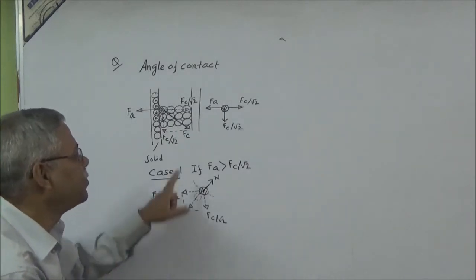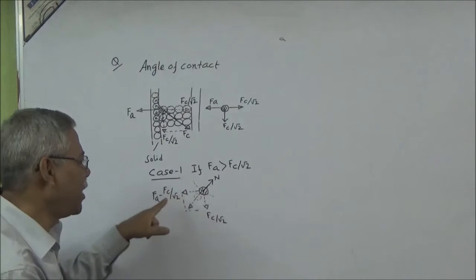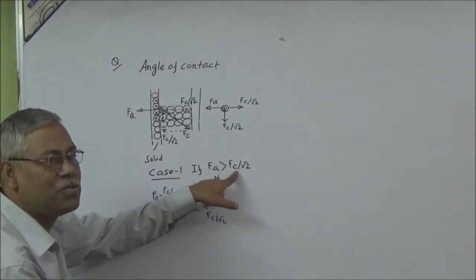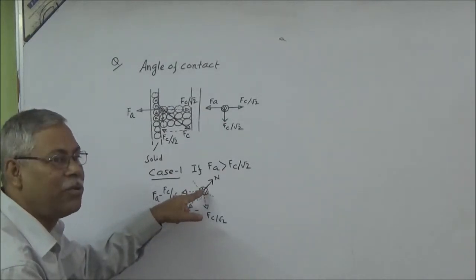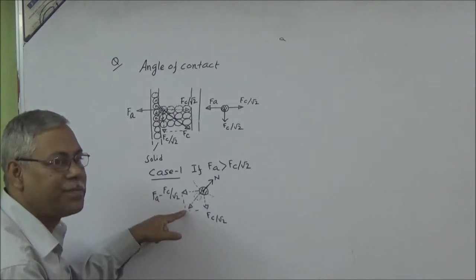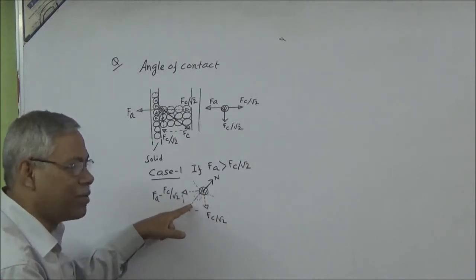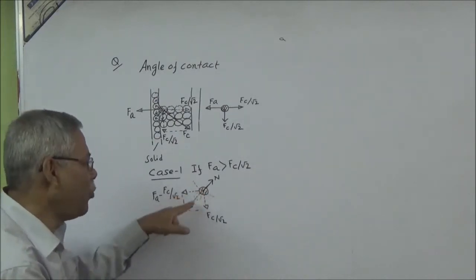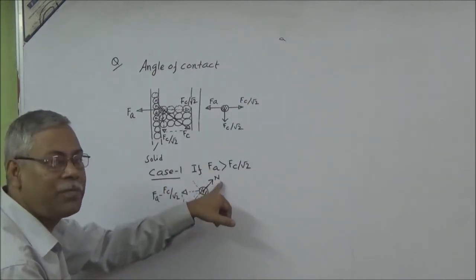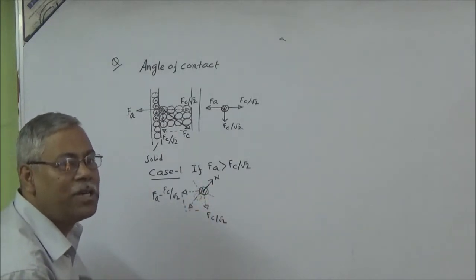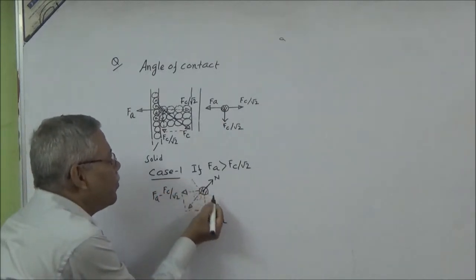Okay, so first this particular molecule, go step by step. We have assumed that Fa is greater than Fc by root 2. In that case, the resultant will be in this direction. So on this particular liquid molecule, the net force is in this direction. Now consider the molecule which is in contact with this and in the line of the resultant force. In order to balance this force, this molecule will exert a normal force. So this is the normal force, and we know that normal force is always perpendicular to the surface. So what will be the shape of the surface? I have shown the shape of the surface.